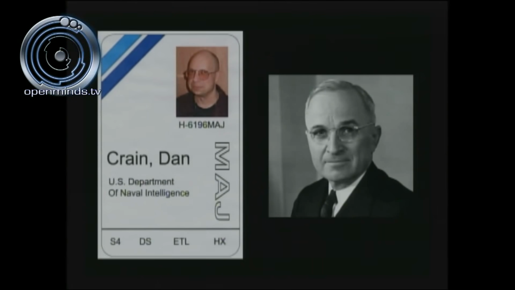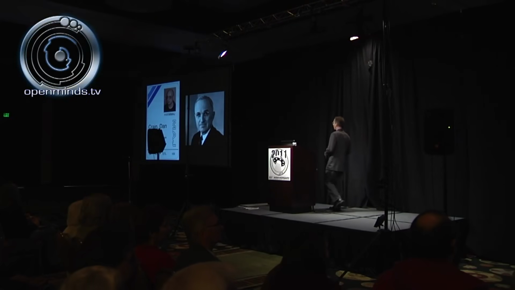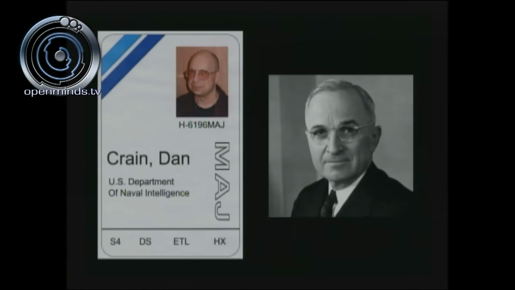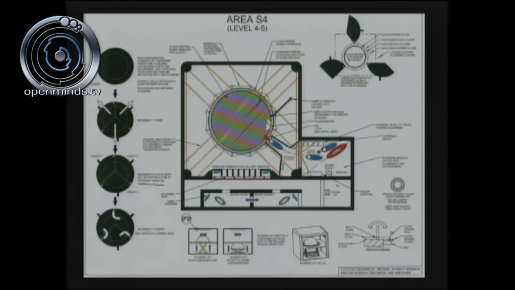Now, some of you may have seen this before. This is Dan Burisch's security badge at S4. We've got MADGE here, that's short for Majestic. That was the program that was operated under Truman in 1947. And then we've got these diagonally striped blue and darker blue running along the upper left-hand corner. This is the same configuration that Bob Lazar talked about as well. So again, we've got secondary independent confirmation that there was a security badge that actually looked like that. His badge number was H6196MAJ.